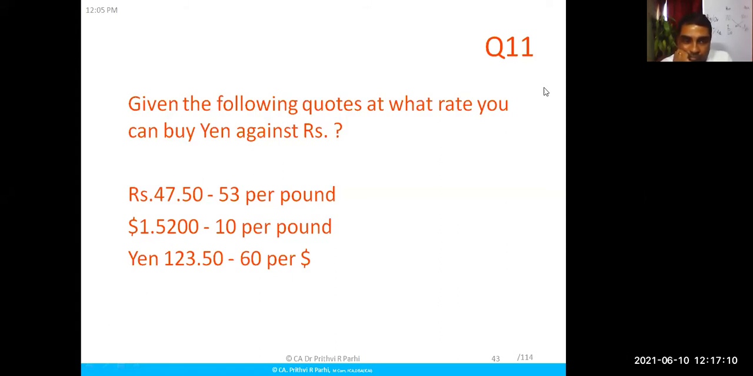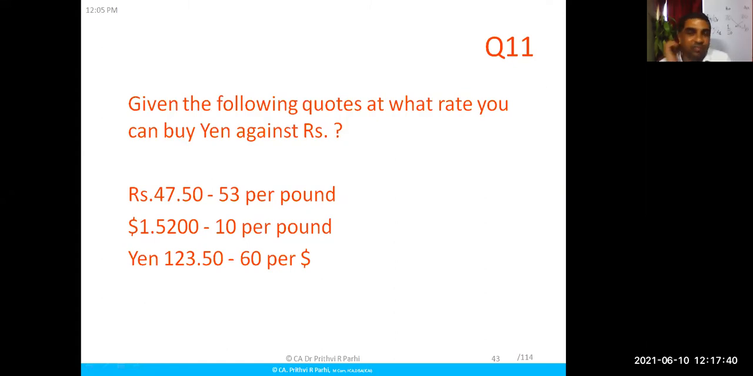Given the following quotes, at what rate can you buy yen against rupees? Rupees 47.50 to 53 per pound, dollar 1.5200 to 10 per pound, and 123.50 to 60 per dollar.